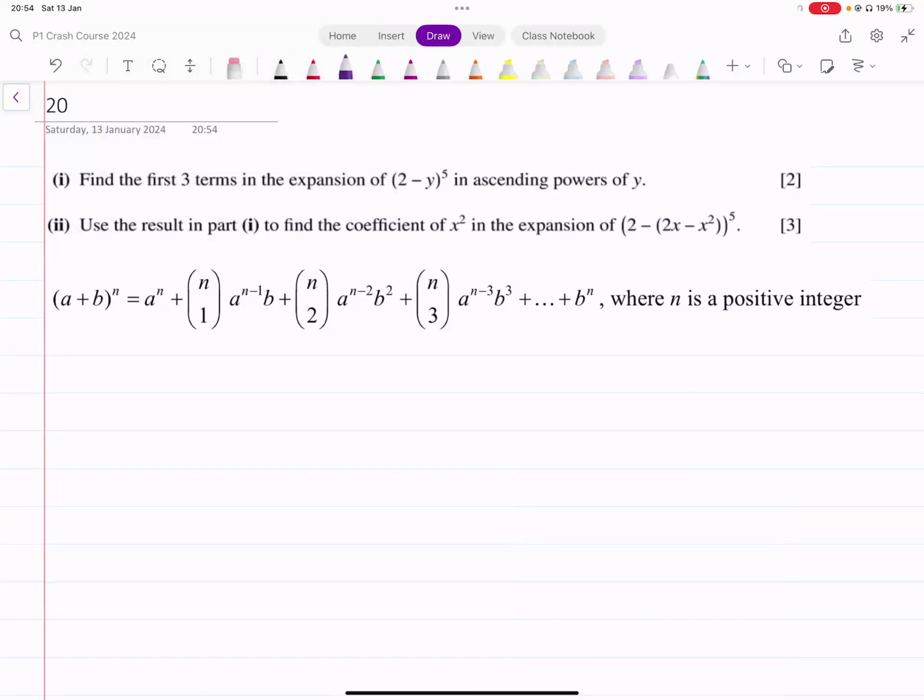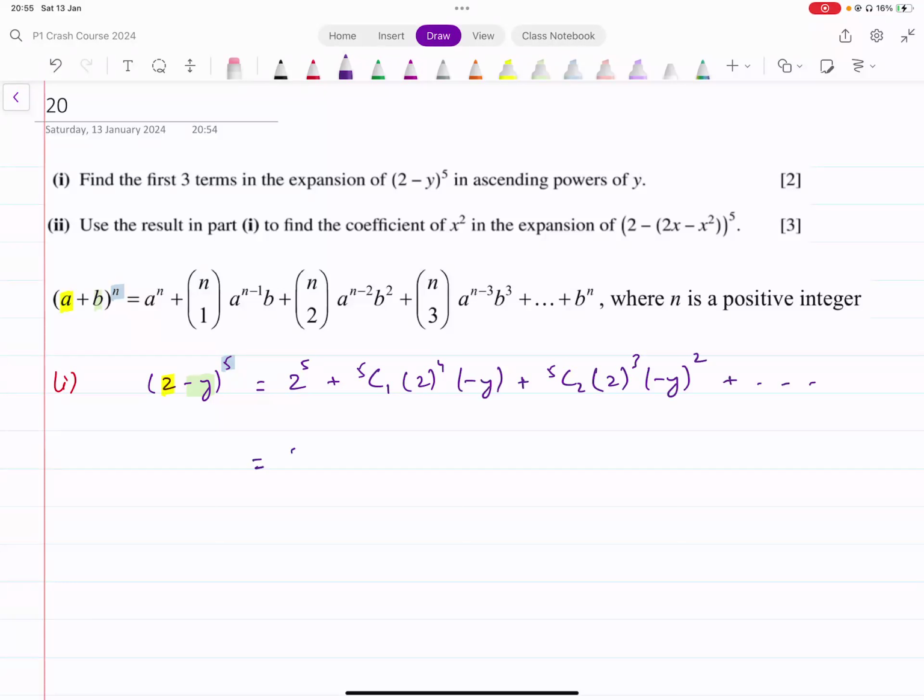How do we expand this? It's pretty straightforward. We just have to apply the formula. (2 minus y) raised to the power of 5. The first term is a, the second term is b, and n is 5. Let's just input values in the formula. 2 raised to the power 5 plus 5C1 into 2 raised to the power 4 into minus y plus 5C2 into 2 raised to the power 3 into (minus y) whole squared. And that's it. You have three terms now.